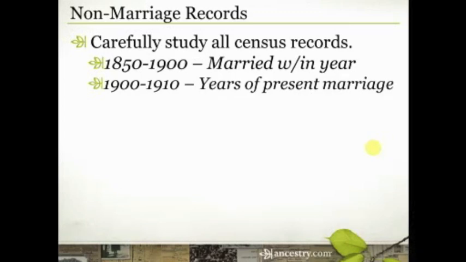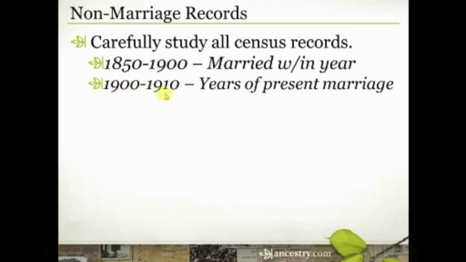And then every once in a while, you'll get really lucky, and the marital status column, where you usually see the M for married, will have a little number 1 or a number 2, sometimes a number 3 next to it. And what that means is what marriage number they are on. So, you know, years of present marriage, 15, but the husband is an M2 and the wife is an M1, that means this is his second marriage and her first. So pay attention to that on those particular censuses.